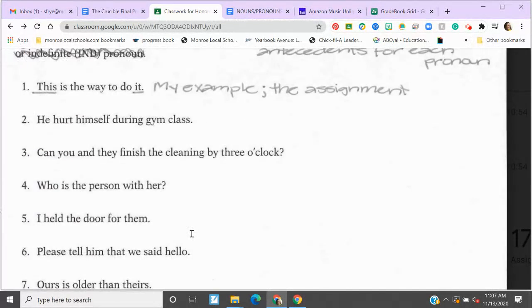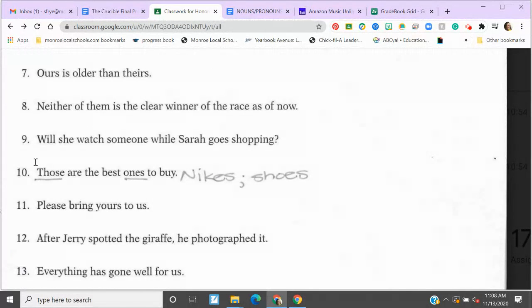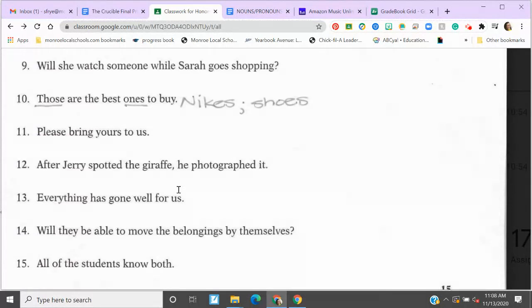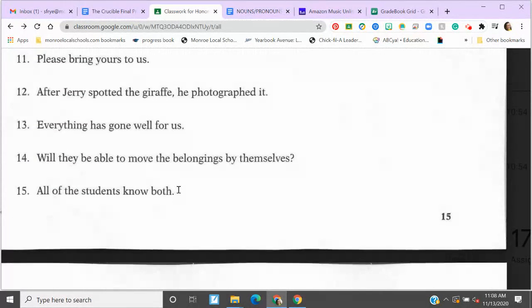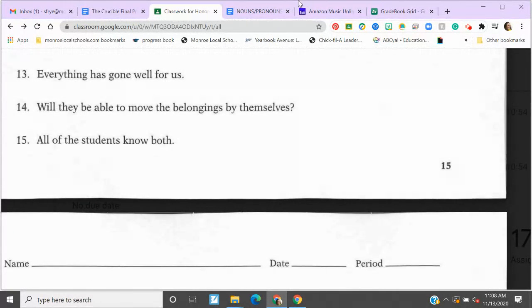I also did number 10 for you. "Those are the best ones to buy." Those and ones are my pronouns. I replaced those with Nikes. I replaced ones with shoes. So Nikes are the best shoes to buy. Do the best you can to replace the pronouns with the antecedent.